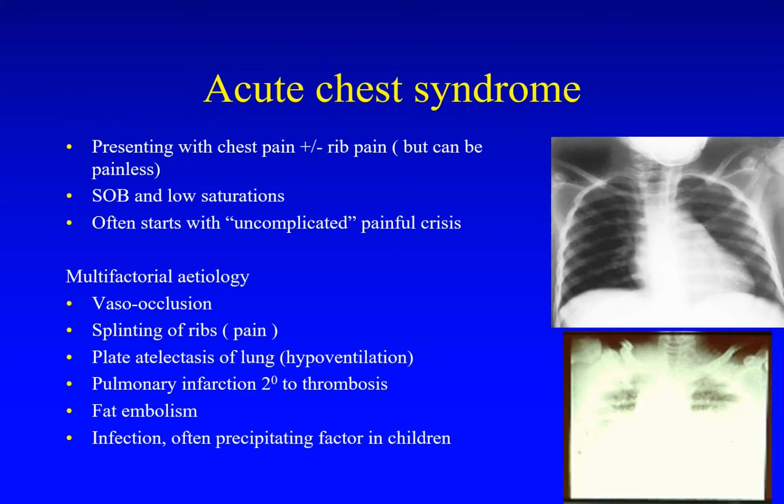So the way that acute chest syndrome presents is with chest pain, although it can be painless. So the most important clinical criteria is hypoxia. Patient will be short of breath, tachypneic, and have markedly low saturations and may not have pain at all. And a chest x-ray will show bilateral changes, as you can see here. And sometimes it can be difficult to say whether this is infection or chest crisis, but often with these patients, despite having antibiotics, they still remain hypoxic and get increasingly worse.